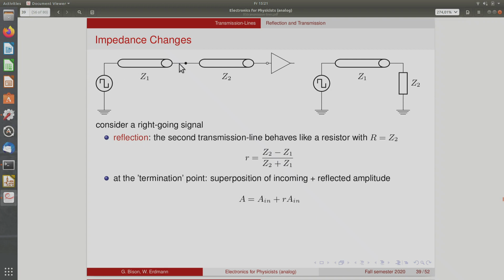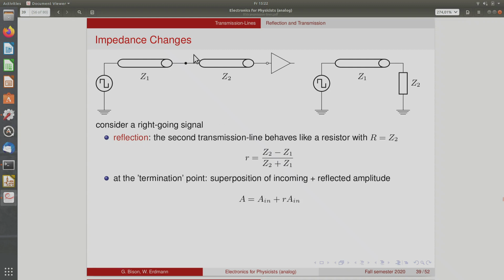You have one transmission line with one impedance and another transmission line with another impedance. So let's first consider a right-going signal. So we have a signal source here that sends something into this transmission line, and then we look at what happens here. And in order to understand what happens here, we replace this setup simply by a termination resistor. But we terminate it with a wrong resistor. So we know what happens when we have the wrong resistor here. We have a reflection, and this is the reflection coefficient. Okay?